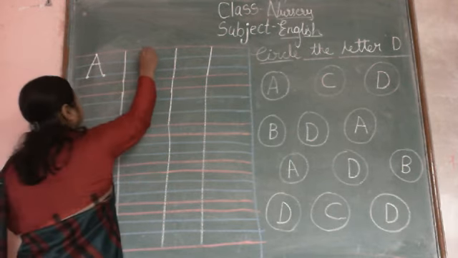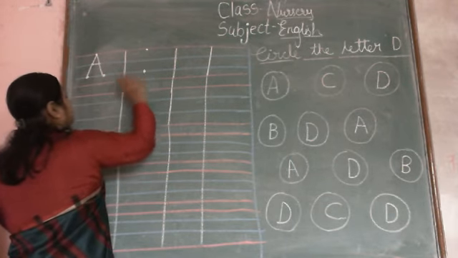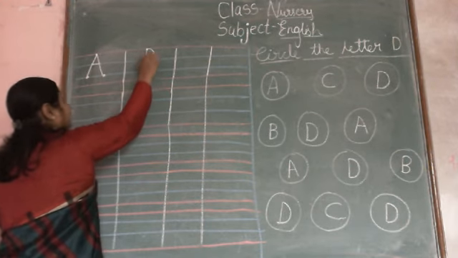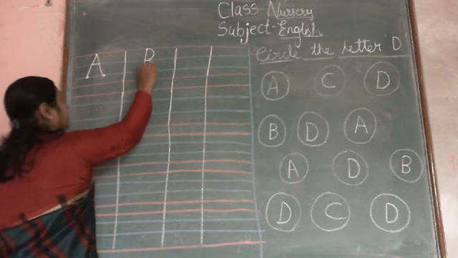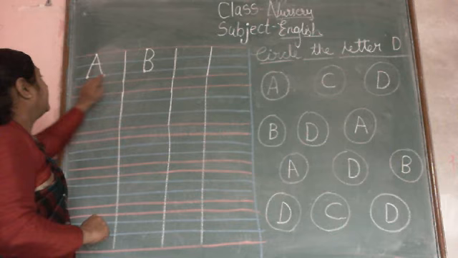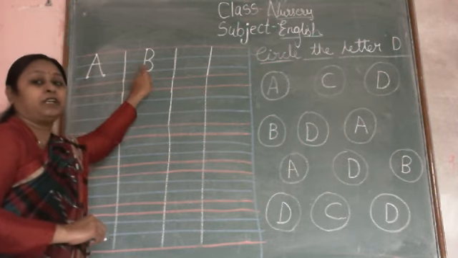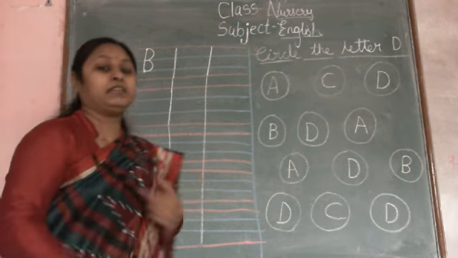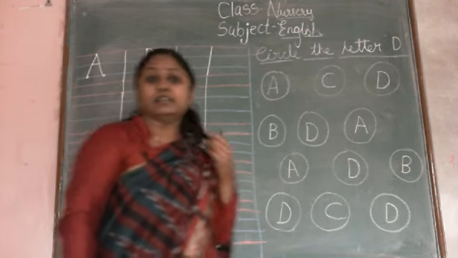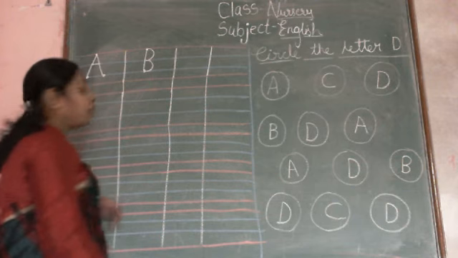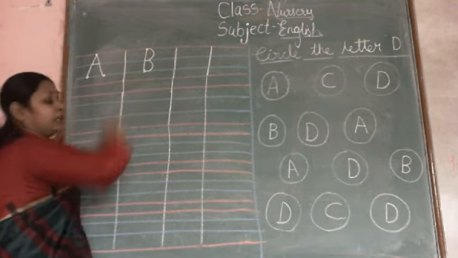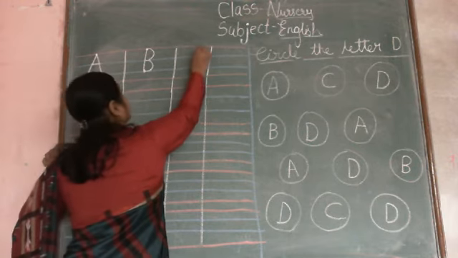After that, which letter will come? B. So standing line, then half curve, and again half curve. B for ball, B for bat, B for black color, B for boat. Okay, A, B.